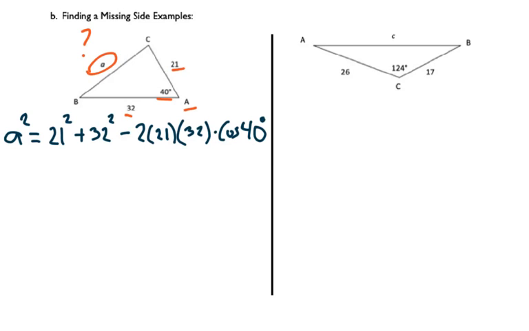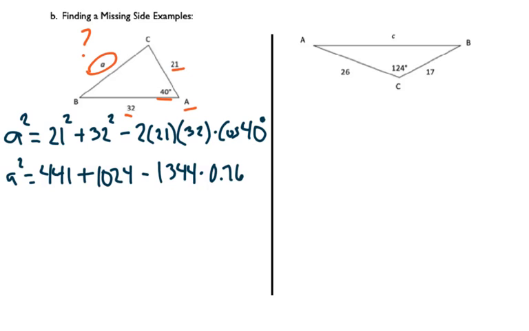All right, from here we just plugged it in, and so now we need to literally just solve it and get it to a point where it's A squared equals some number, and we'll take the square root of both sides. So let's keep going. A squared is equal to, well, 21 squared, we needed to calculate all these things, is 441. 32 squared is 1,024. And then we're going to subtract, well, let me do 2 times 21 times 32. That is 1,344 minus 1,344 times the cosine of 40. And the cosine of 40 is 0.766. So times 0.766.